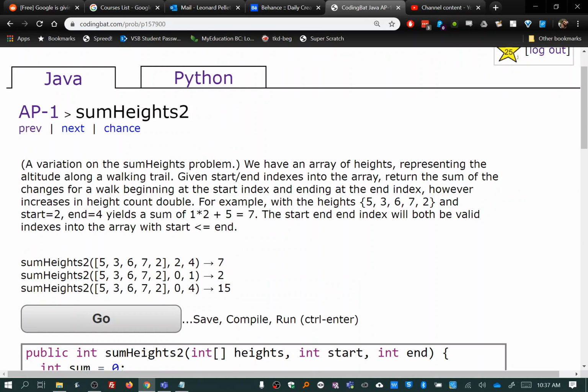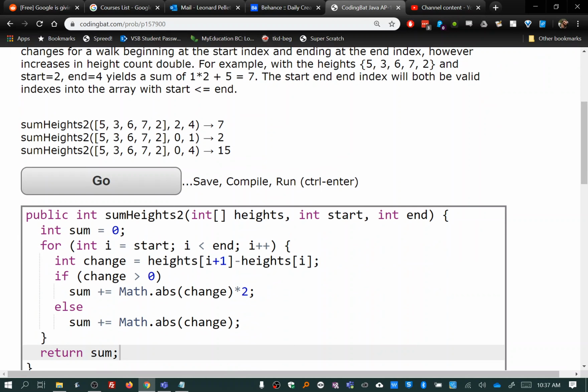So the problem requires us to double increases. So that's the main thing. Okay, so here we got sumHeights2. Here is my answer. Again, it has the same kind of start and end index, so you should start here and end here. That's going to control your loop, where you begin, where you end.